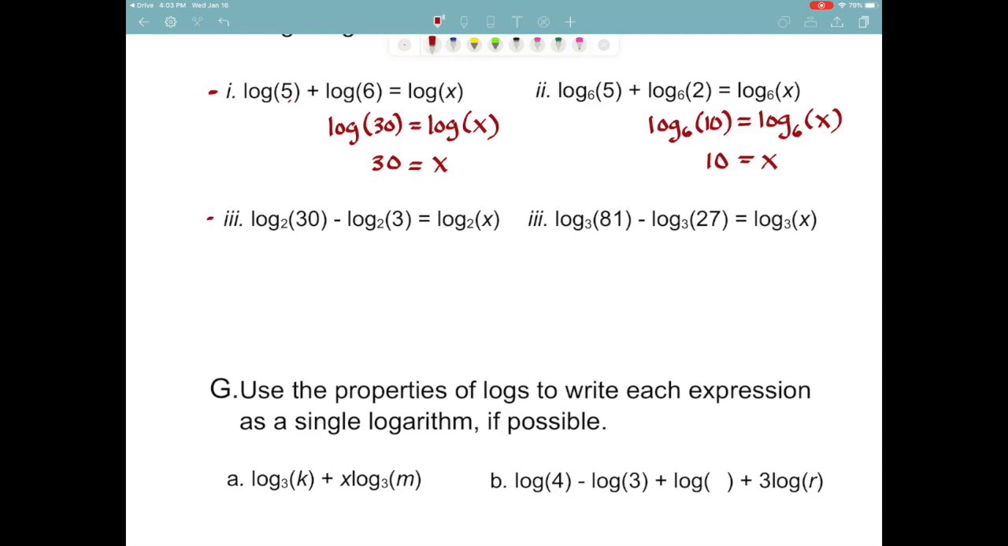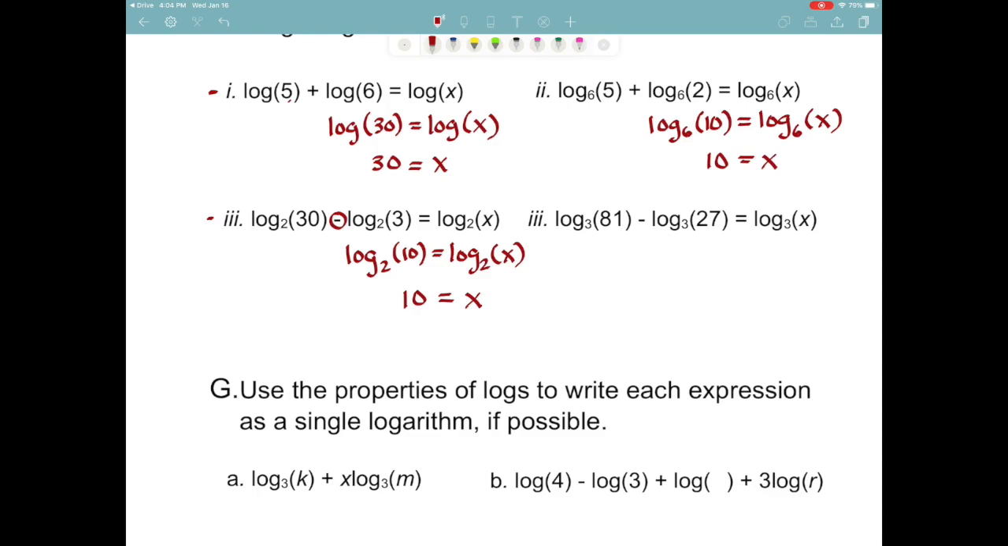Number 3: log base 2 of 30 minus log base 2 of 3 equals log base 2 of x. Be careful on this one because we have a minus sign here. That means we're going to use the quotient property. So we'd have log base 2 of 30 divided by 3, which is 10, and that equals log base 2 of x. That leads us to have that 10 equals x.